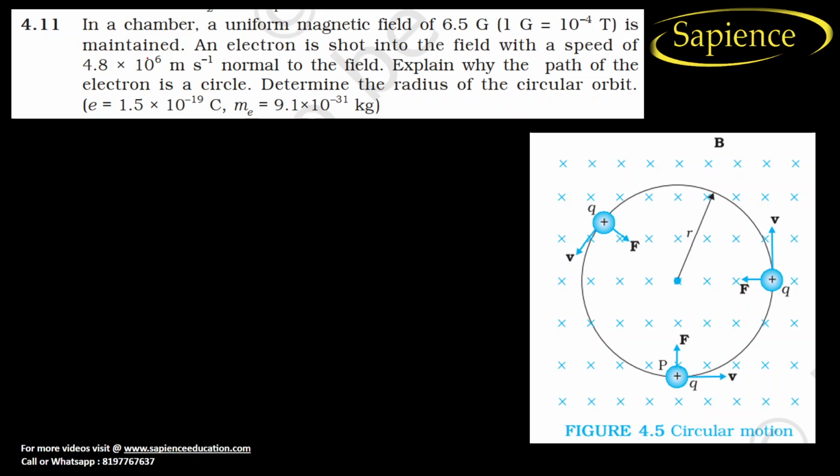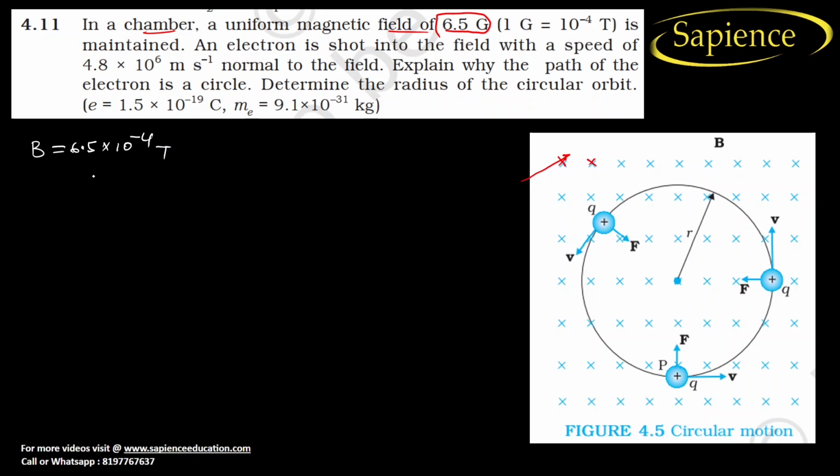So first of all, read the question. In a chamber, a uniform magnetic field. Let us suppose there is a gas chamber like this. So there is a uniform magnetic field, and let us suppose the magnetic field is going inside, right? The magnetic field has a magnitude of 6.5 G. So let's write the magnitude of the magnetic field, that is B. They have provided you 6.5 G. 1 G is equal to 10 to the power minus 4 Tesla. So 6.5 G is equal to 6.5 into 10 to the power minus 4 Tesla, right?